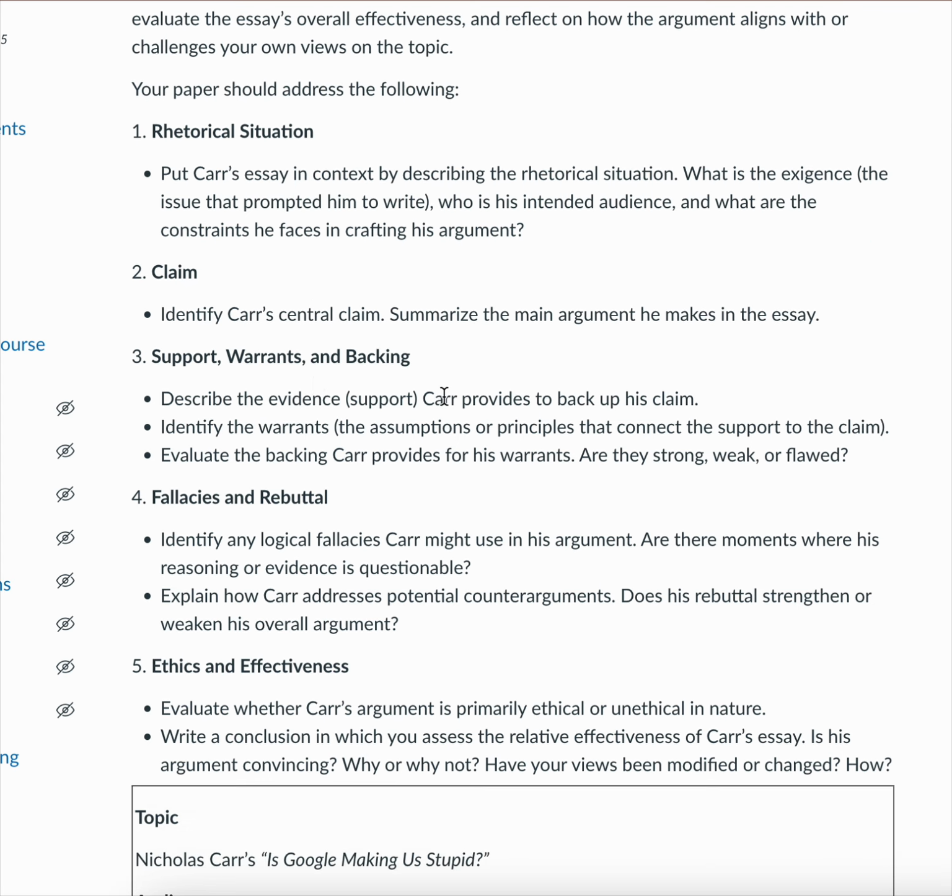Next, we have supports, warrants, and backing. So consider what evidence he uses to support his claim. What are his warrants? The underlying assumptions that connect the evidence to the claim. And does he offer any backing to make those assumptions believable? So you want to make sure you're really specific here and quote the text directly, and explain how all of these parts work together, so they're not standing on their own. You're going to show how they all relate to one another.